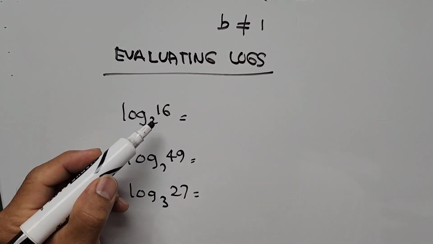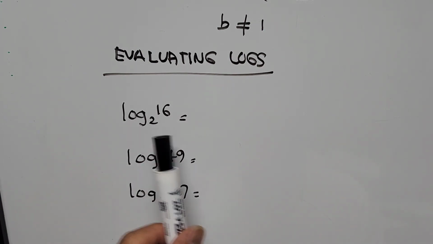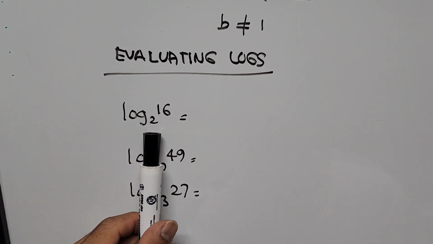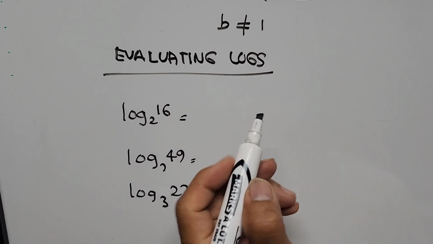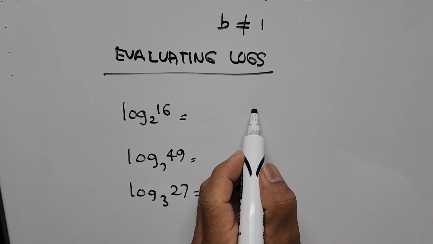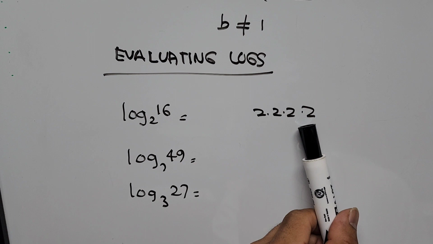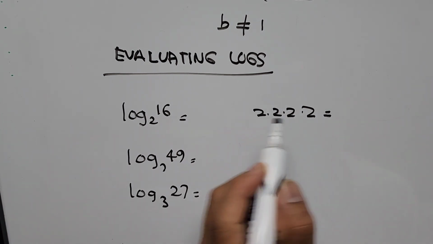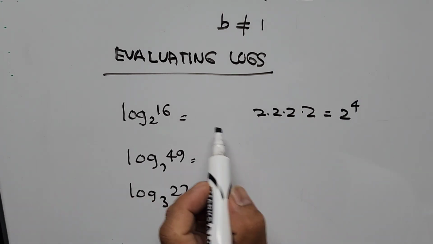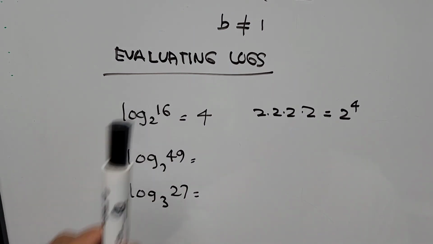Log 16 base 2 asks what is the exponent of 2 to make it 16. This is the same as asking how many times you multiply 2 to make it 16. If we multiply 2 by itself 4 times, 2 times 2 times 2 times 2, that is 2 times 2 is 4, times 2 is 8, times 2 is 16. So this is 2 to the power of 4, and the answer is 4. What's being asked is the exponent of 2 to make it 16.